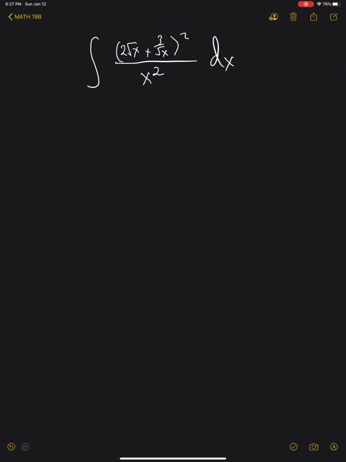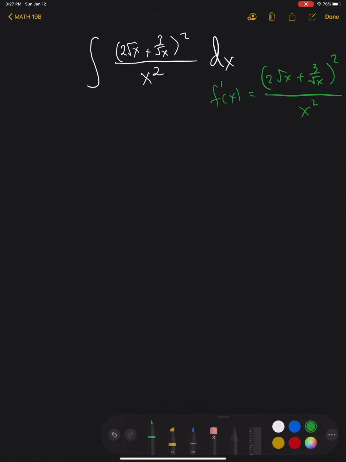Again, the main idea here would be to find the antiderivative of this function, which basically means we want to find a function whose derivative is this. In other words, let me just write it down here. This means that we are looking for a function f of x such that its derivative equals (2 square root of x plus 3 over square root of x), the whole thing squared, divided by x squared.